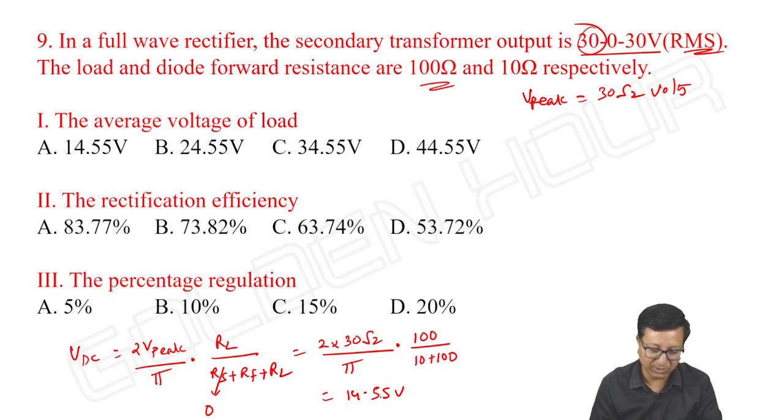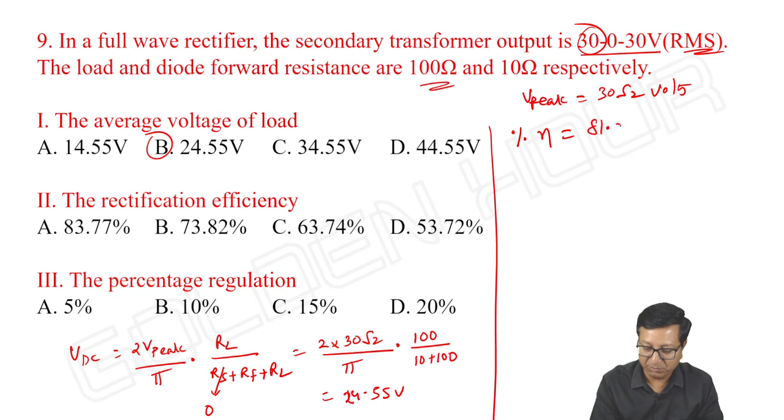24.55 volts. Option B is correct. And the efficiency, the conversion efficiency, if we take it so, it is 81.2 by (1 plus (RS plus RF) by RL).